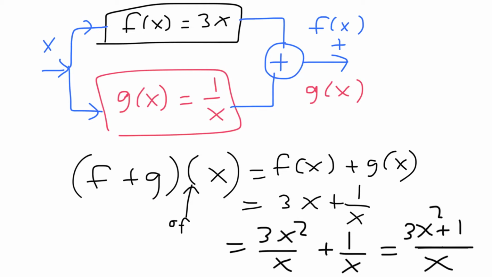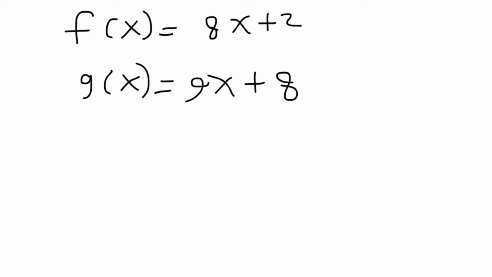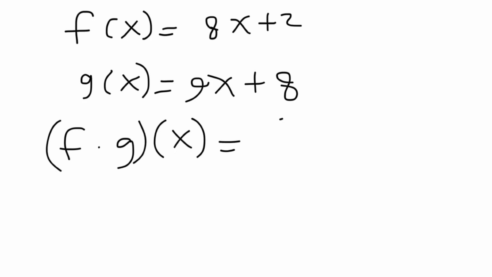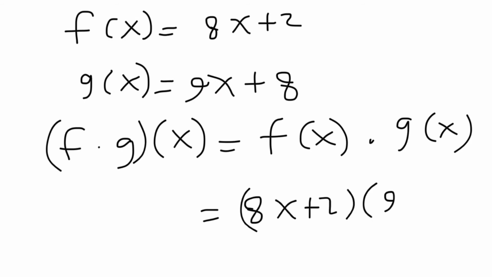Okay, so let us see our example. I have f of x equal to 8x plus 2, and g of x equal to 9x plus 8. And the question wants f dot g. The dot here means multiplication. f dot g means I have a new function f dot g of x, which means f of x times g of x. All I have to do is multiply these two. That's why I told you, if you know how to multiply, then it will not be a problem at all. So you just have to multiply 8x plus 2 times 9x plus 8.